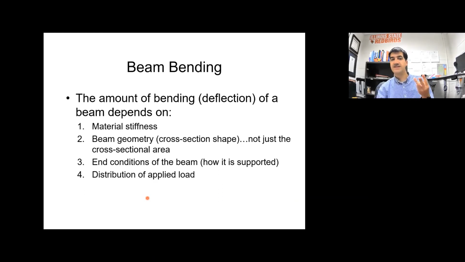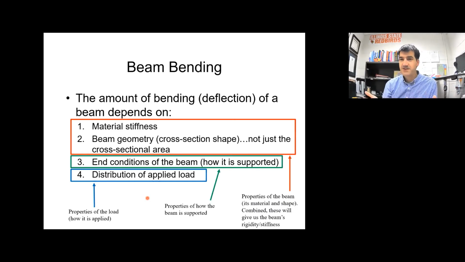The third one is how the beam is supported. Is it a cantilever? Is it a simply supported beam, or is it fixed on the edges? So how do you support the beam? And the last one is how do you apply the load to the beam? The 2 extremes that we'll talk about are a point load or an evenly distributed load across the span of the beam.